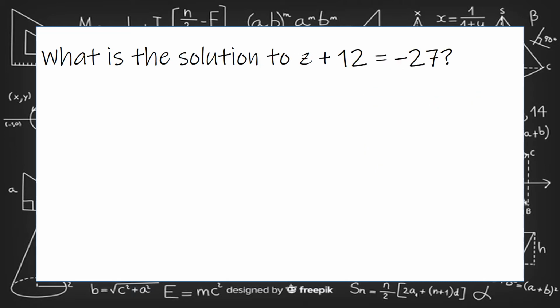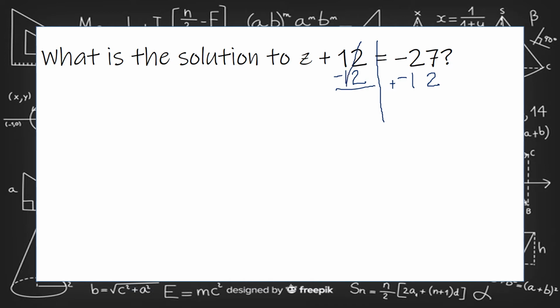What is the solution to z plus 12 equals negative 27? We'll draw that line straight down your equal sign, so you remember to do it on both sides of the equal sign. If I've got plus 12, I've got to do the additive inverse of 12, the opposite of plus 12, which is minus 12, or plus a negative 12. If I do it on the left side of the equal sign, I've also got to do it on the right.